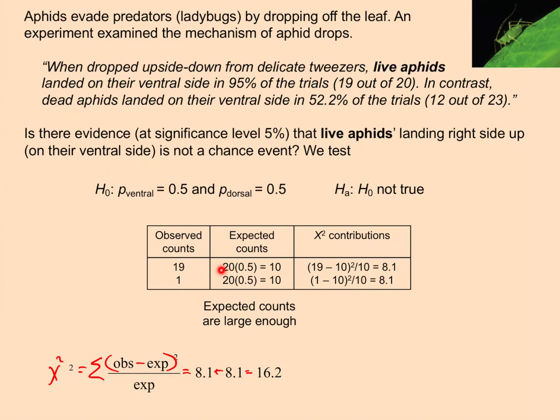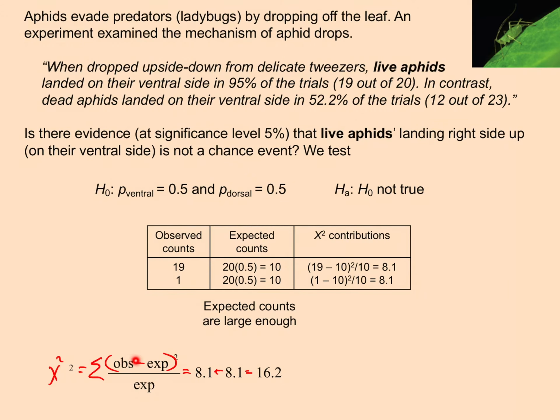So we have a total sample size of 20, and if you divide that by 2, because there are 2 ways they can land, that gives you 10. Another way to do it is to multiply 20 by the expected proportion, 0.5, that gives you 10. So we expect 10 of each on average. Now we need to look at what's called our contributions. We need to do this calculation for each of the two possibilities. So our first one, we have observed minus expected.